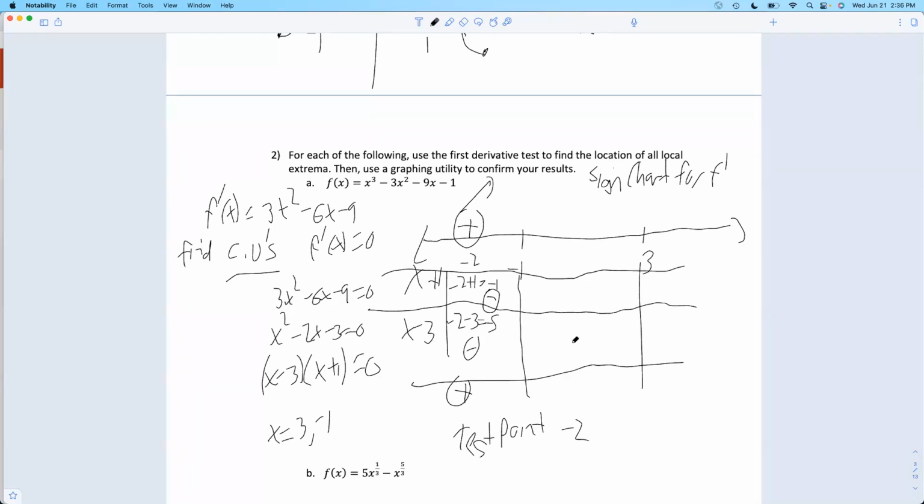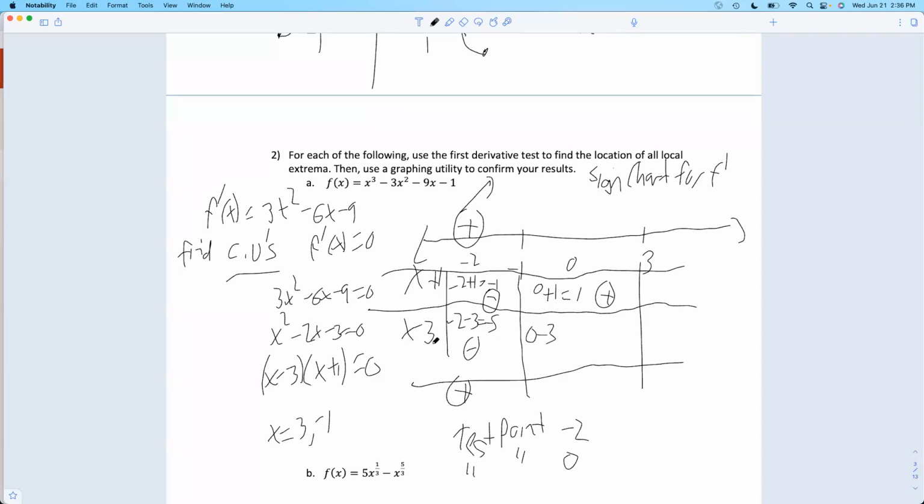We pick any test point. Just make up a number. Anything between -1 and 3. So maybe you pick test point 0. 0 plus 1, so I'm just plugging in 0 there, would be 1. That's a positive. Don't care what the number is, it's a positive.